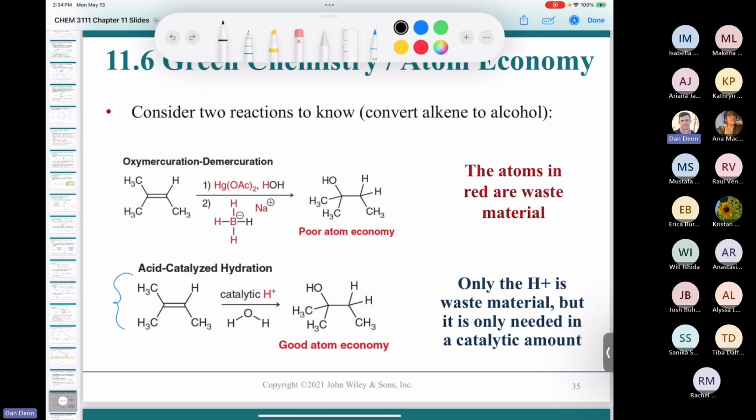Well, why do I not give students full credit when they use this when we don't need it? It's because all the atoms that are in red, they all go in the garbage can. Okay, they all go in the waste. Whereas with this set of conditions down here, the only thing that goes into the garbage can is the H plus ion, and that's catalytic anyway. So it basically creates virtually no waste whatsoever. So everything is incorporated into the product. And so this reaction has a good atom economy, and the one on the top has a very poor atom economy. This was developed by a chemist by the name of Barry Trost.